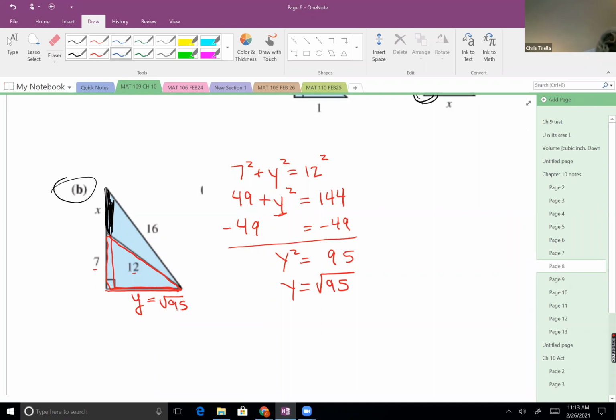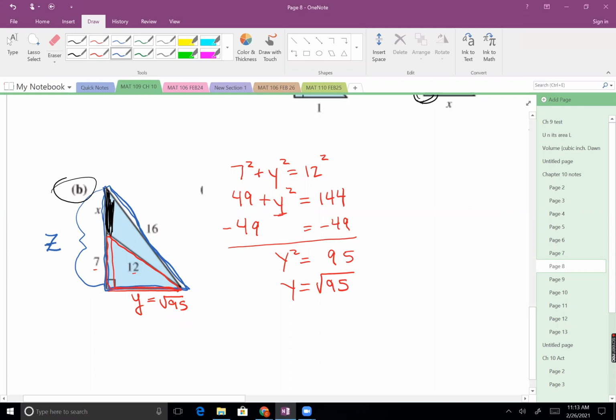Now, what I want to do is look at this great big outer triangle. In the great big outer triangle, I'm going to call this leg Z. Can't you do x plus 7? You can do x plus 7, but the arithmetic gets uglier if you do x plus 7. Let's do it both ways so you can see what I mean, okay?